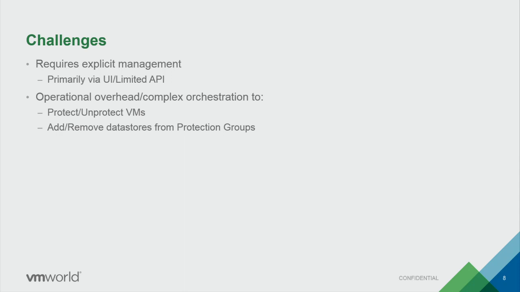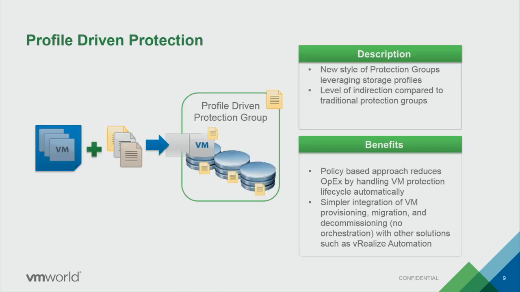So the solution to that, what we've come up with in SRM 6.1, is what we're calling storage policy-based protection groups. The idea here is that you have a storage policy that's associated with a data store, and when you associate a VM to that policy and you place it onto the data stores that are compliant with that policy, that VM is automatically protected. And that's all that you have to do.